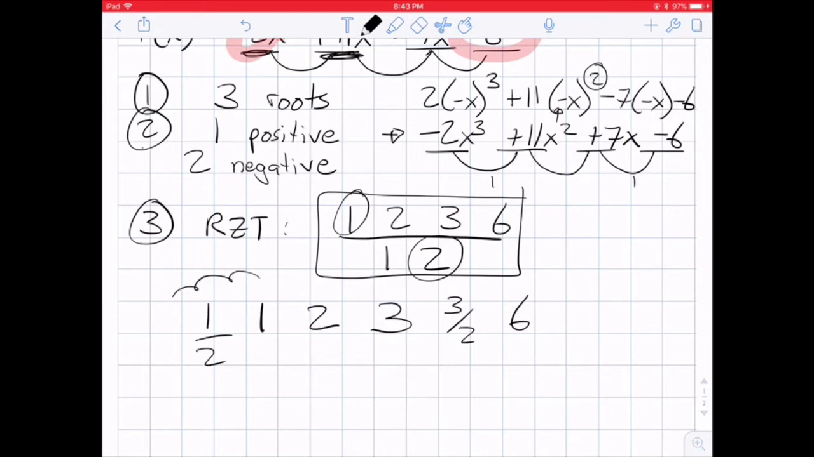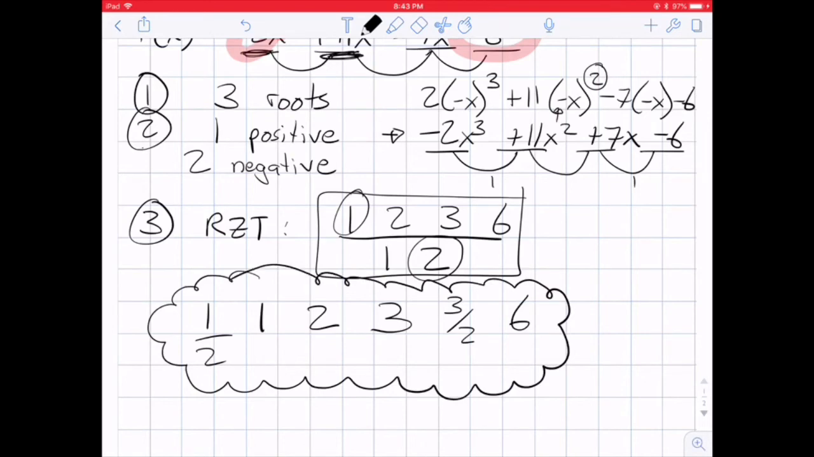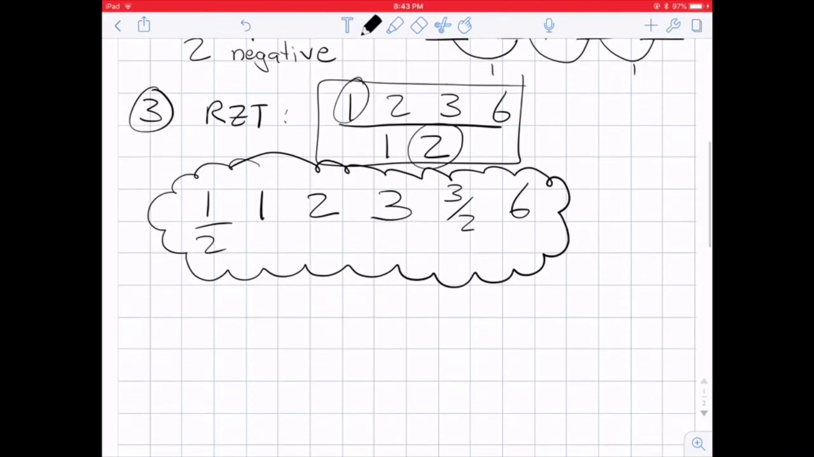So this here is a list of all the possible rational zeros. And it's important to remember that for a polynomial with integer coefficients, if there is a rational zero, it's going to be one of these from the list, and these numbers can be either positive or negative. But the polynomial doesn't necessarily have to have all rational zeros. It may not have any rational zeros.